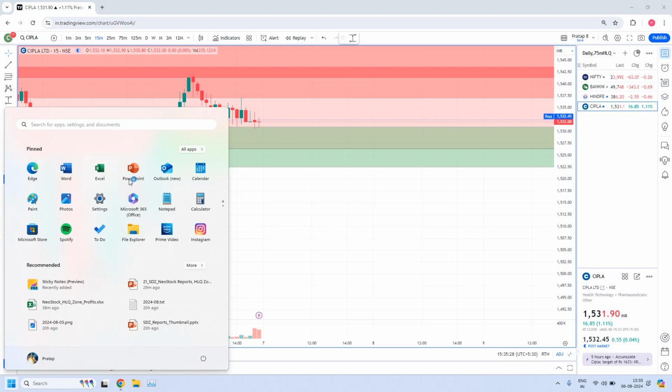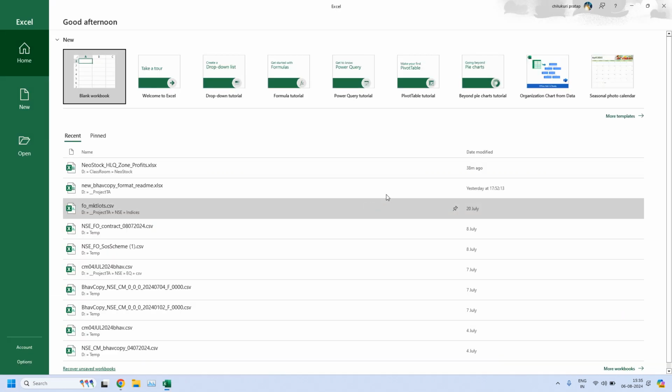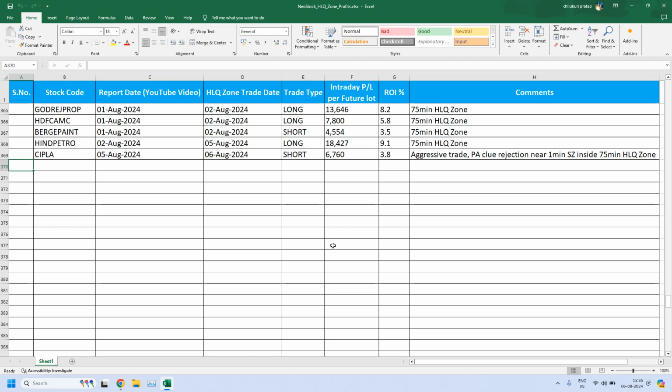Let me open. CIPLA has given a profit of 6,760 rupees, which is 3.8% ROI as per one futures margin cost. Okay, our average intraday ROI is 6%, but today's trade is 2.2% less than our average intraday ROI. But still okay, it is close to 4%. It's a very good trade and a good profit.